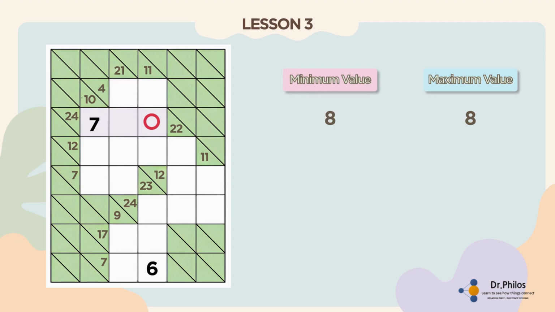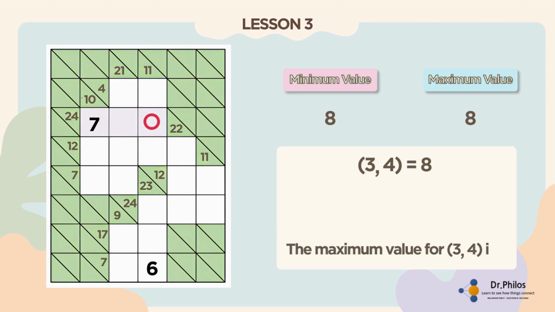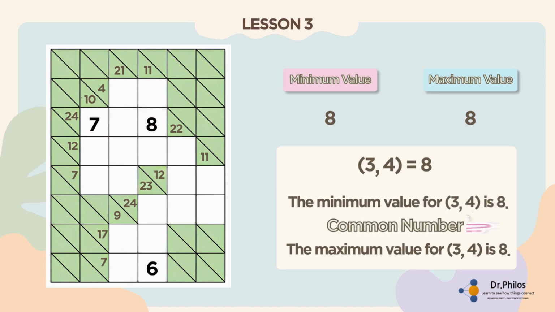Can you tell me your answer and explain why? 3, 4 is 8. Because looking at the 11 line, the maximum value is 8, and looking at the 24 line, the minimum value is 8, and the only common number is 8. Once you figure out 3, 2 and 3, 4, you'll be able to find the neighboring boxes like a domino effect. Take your time and figure out the remaining boxes.